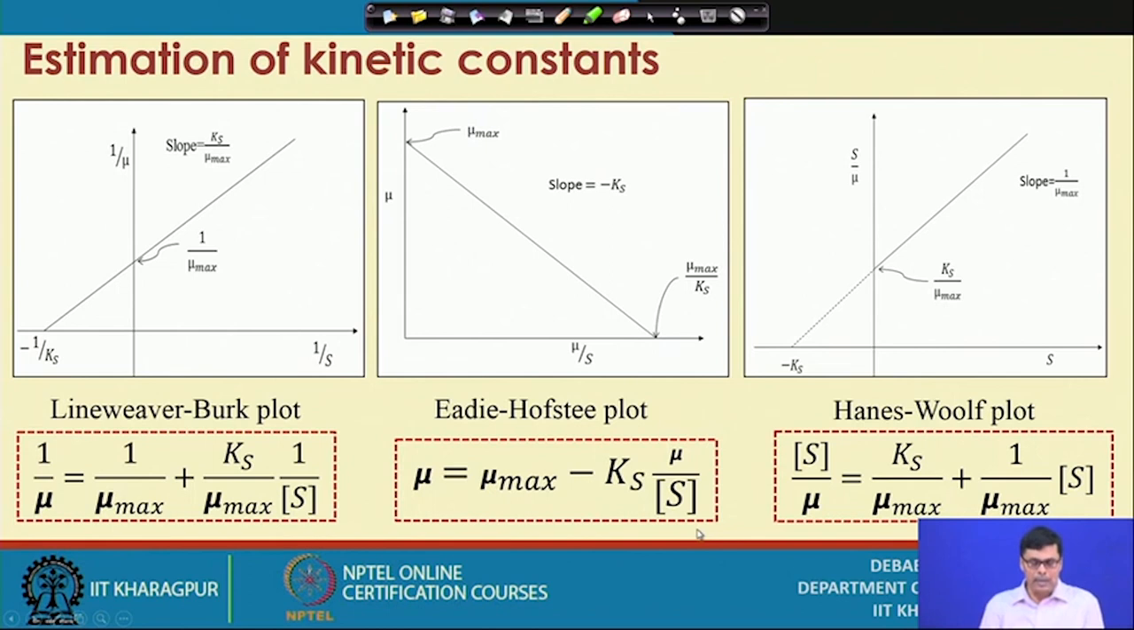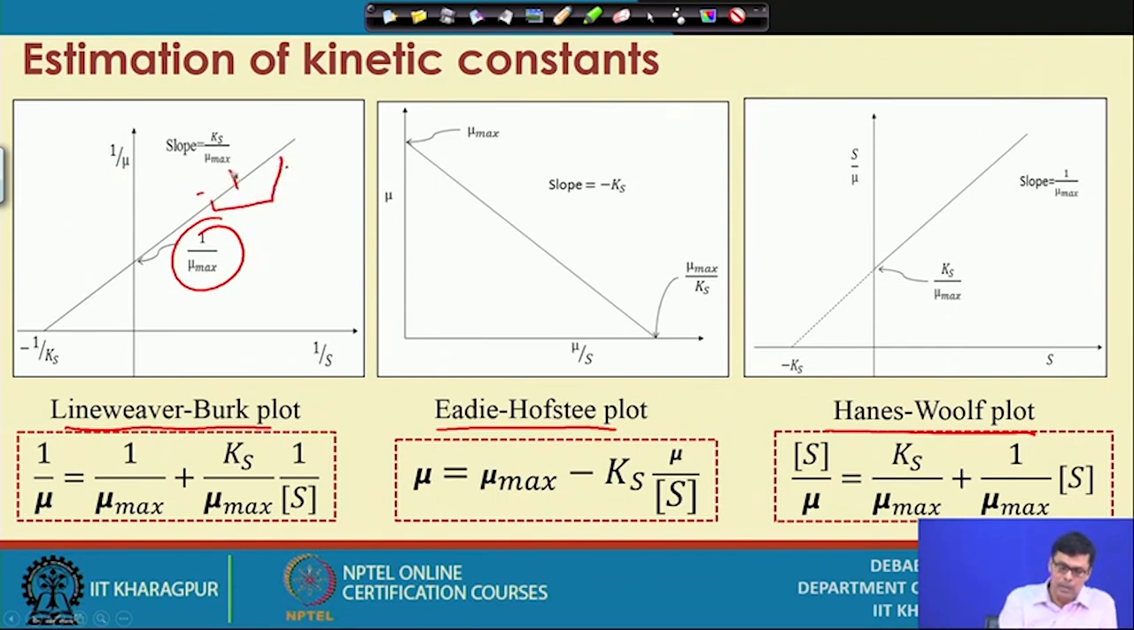Now, how can you find out the kinetic constants? We have shown three different plots for the enzymatic reaction: the Lineweaver-Burk plot, the Eadie-Hofstee plot, and the Hanes plot. In a similar way, if we plot 1 by mu versus 1 by S, we can find 1 by mu max from the intercept, and from the slope we can find the value of Ks by mu max. You put the value of mu max here, and you will get Ks.